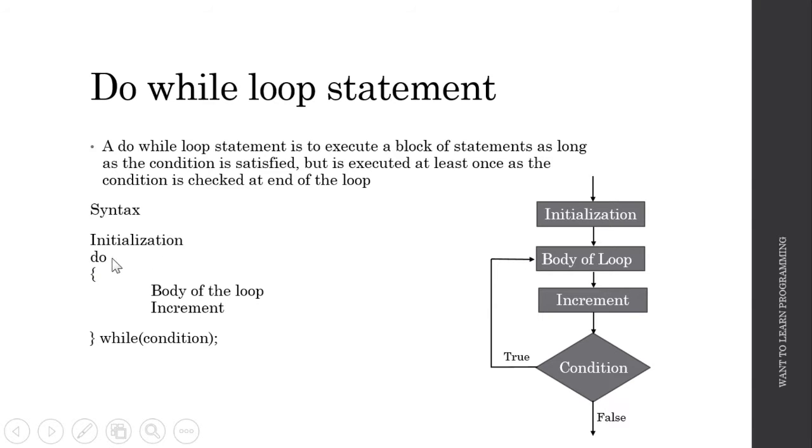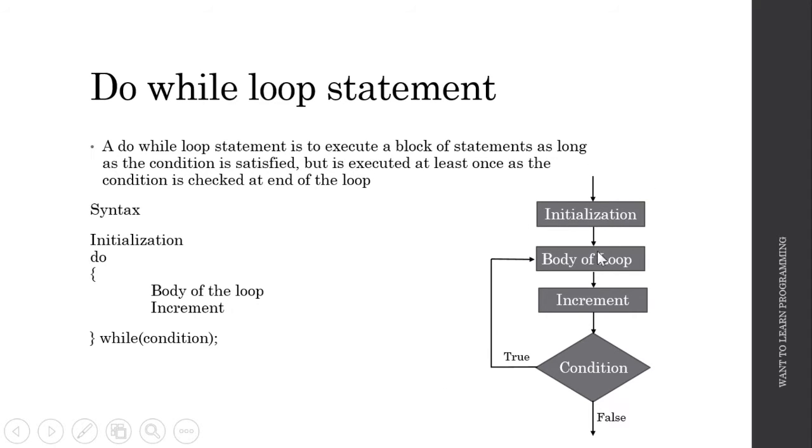Then we write the keyword do, and in the curly braces we include the body of the loop and the increment. At the end of the loop we put the while condition along with the semicolon. So let's look at the flow chart to figure out how this works.